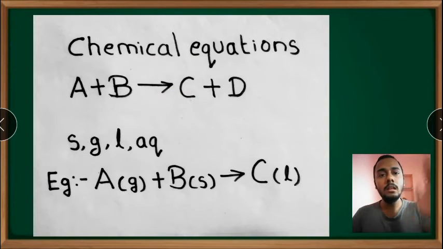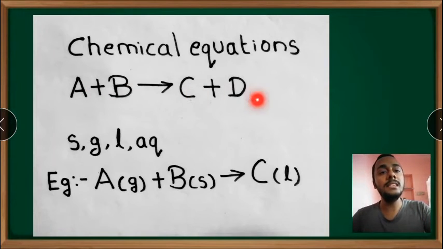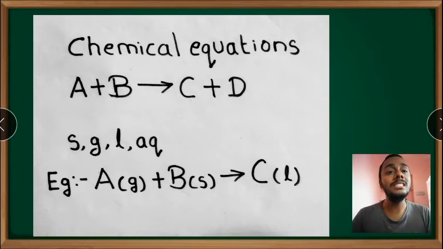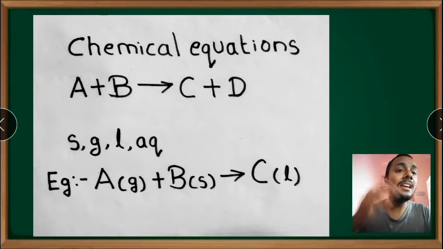Okay, let's see. A plus B, the reactants A and B, are separated by a plus sign. C plus D, they are the products, and the products C plus D are separated by a plus sign, and there is an arrow which shows the direction in which the reaction takes place.